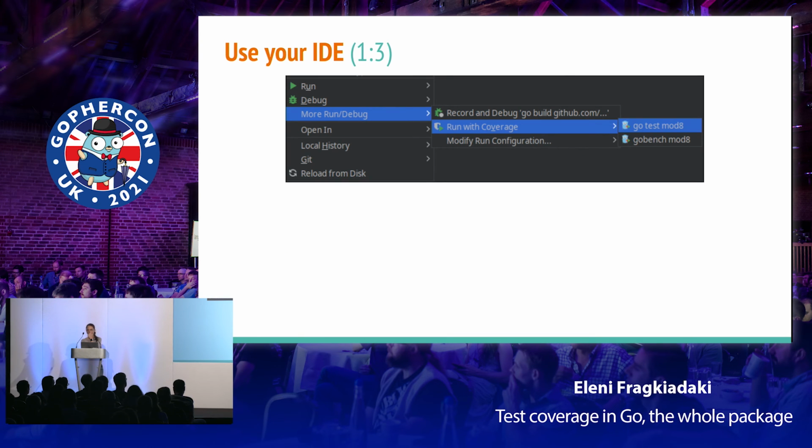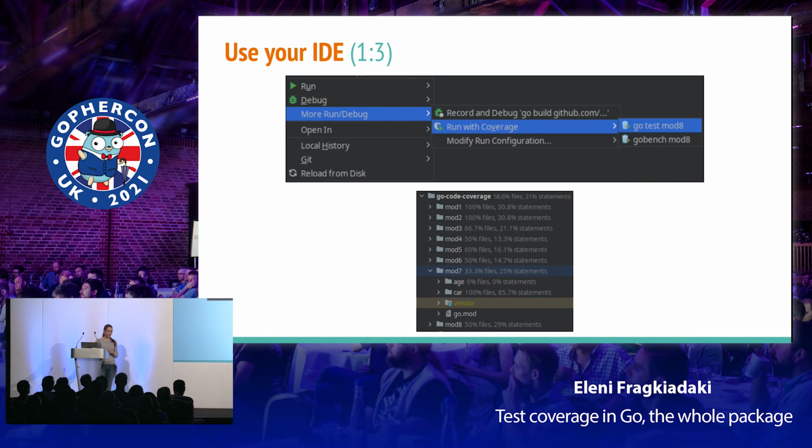Another way that you can see this, if you're using an IDE, it's very likely that your IDE already provides that as an option. So if you're using GoLand, for example, you can right-click on a module, you can tell it to run with coverage, and you can tell it which module to run, and it will give you an output that looks like this, where you can see each of the modules, and you can see the percentages executed for each of the packages as well. And this one is driven from the unit test. So basically, it will tell you that age was covered 0%, car was covered 100%, and you can see the overall level of the module as well.